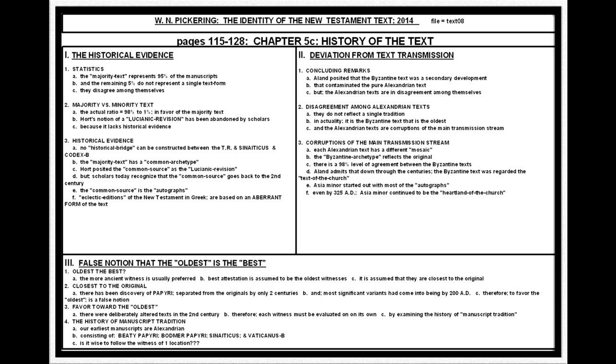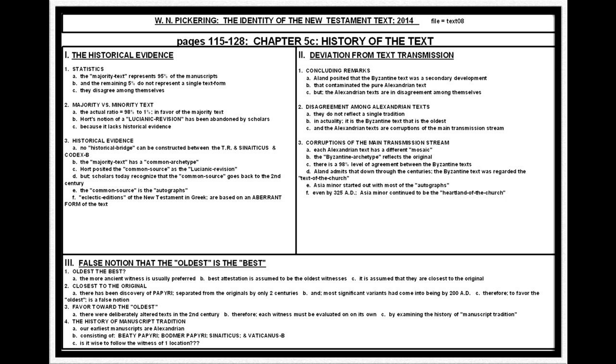The more ancient witness is usually preferred. Best attestation is assumed to be the oldest witnesses. It is assumed that they are closest to the original. There has been discovery of papyri separated from the originals by only 2 centuries, and most significant variants had come into being by 200 AD. Therefore, to favor the oldest is a false notion.